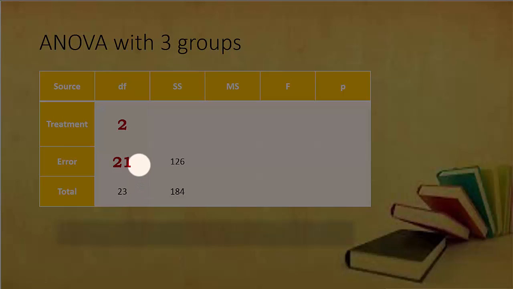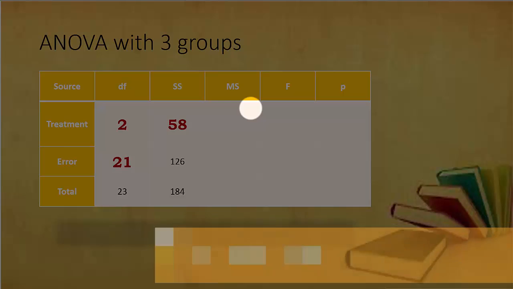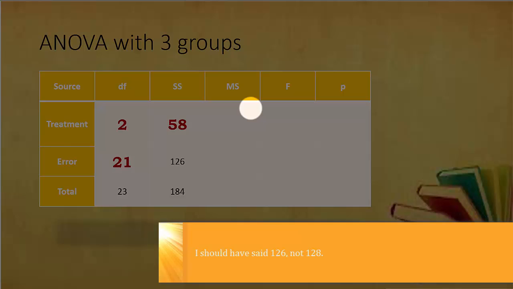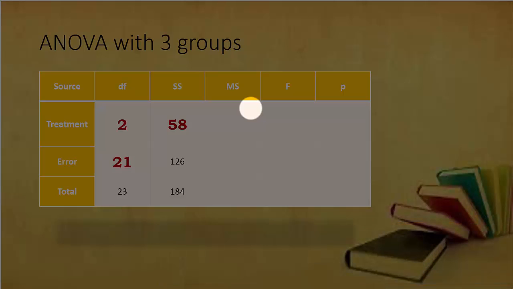So the next thing I'm going to get is the sum of squares for the treatment, and just like degrees of freedom, the sum of squares for treatment and error sum to equal the total. So I can take 184, subtract 126, and get a sum of squares of 58 for the treatment. To get the mean squares, we'll take each sum of squares and divide by its respective degrees of freedom. So 58 divided by 2 and 126 divided by 21. We won't do it for the total yet, because that's usually not presented on this table, but I'll go ahead and note that 184 divided by 23 is the variance for the whole data set.